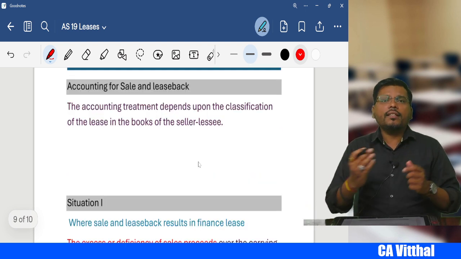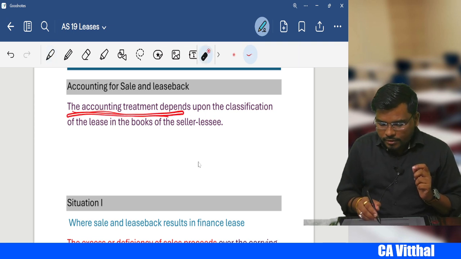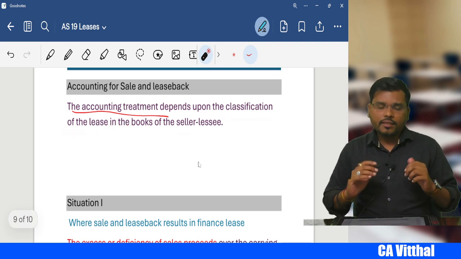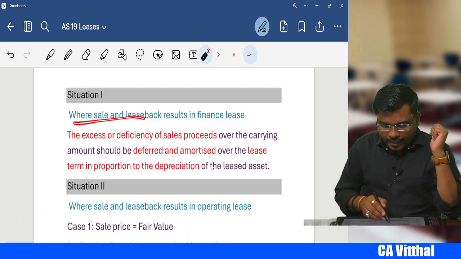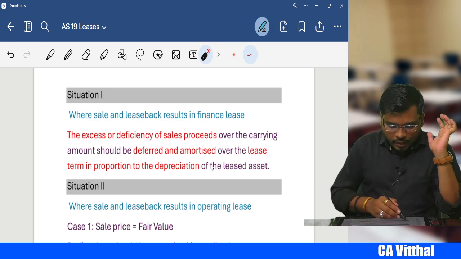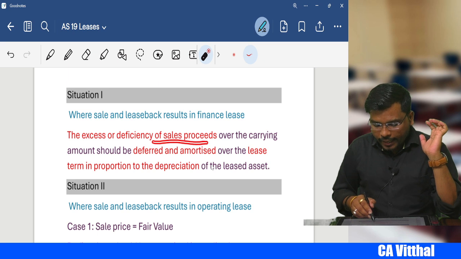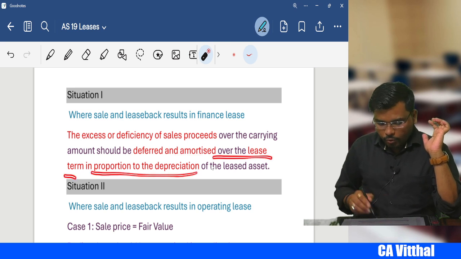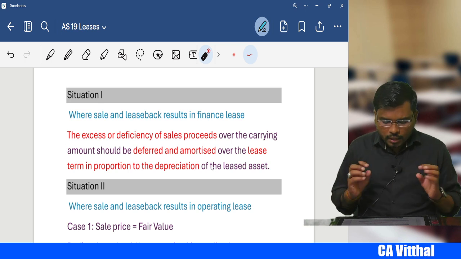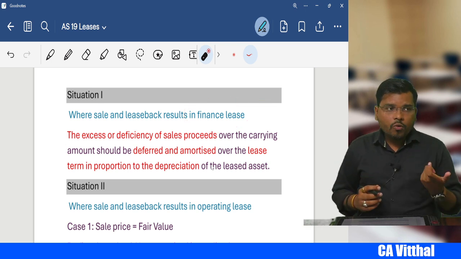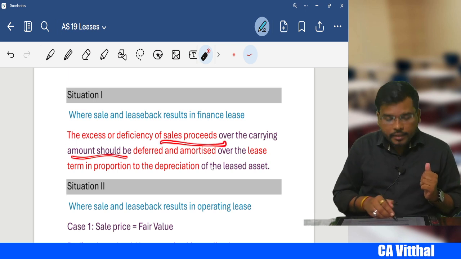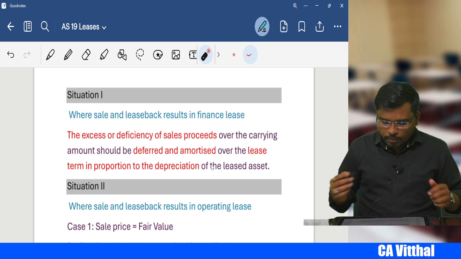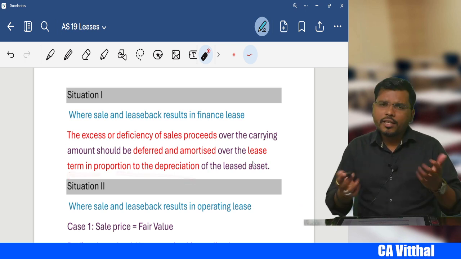Then what is the accounting treatment for sale and leaseback, sir? The accounting treatment of sales and leaseback depends upon the classification of lease in the books of seller, means lessee. Now, situation 1, where sales and leaseback result into finance lease. If it is a finance lease, then the excess or deficiency of sales proceeds over the carrying amount should be deferred and amortized over the lease term in proportion to depreciation. I repeat again, it's very simple, my dear student. Suppose it's a finance lease, then there is some excess amount or some deficiency of the sale proceeds over the carrying amount, that has to be amortized over the lease term in proportion to the depreciation, right?